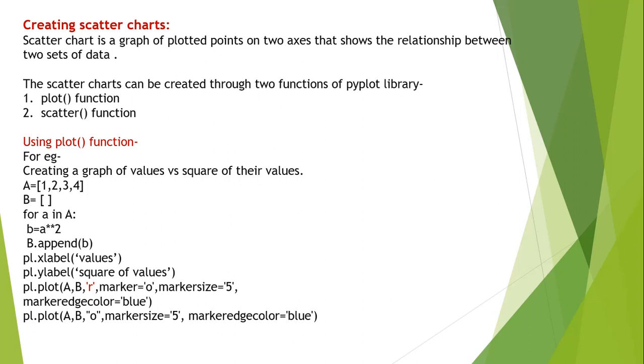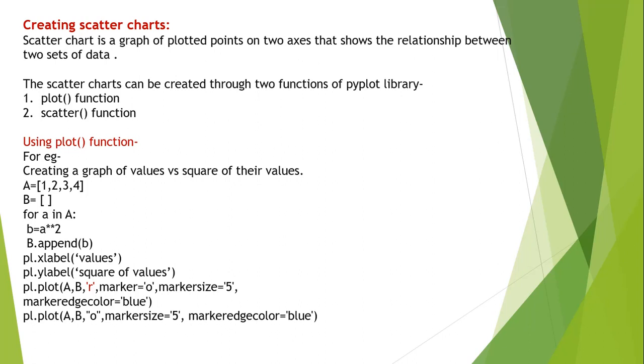And marker size equal to 5 is still there, that means the size of the circle should be this much. When we are plotting these data points, the size should be increased so that the particular circle can be easily seen by us. And marker edge color is equal to blue. Why is this being used? To give the marker edge a blue color, that means the boundary of that particular circle will be blue.